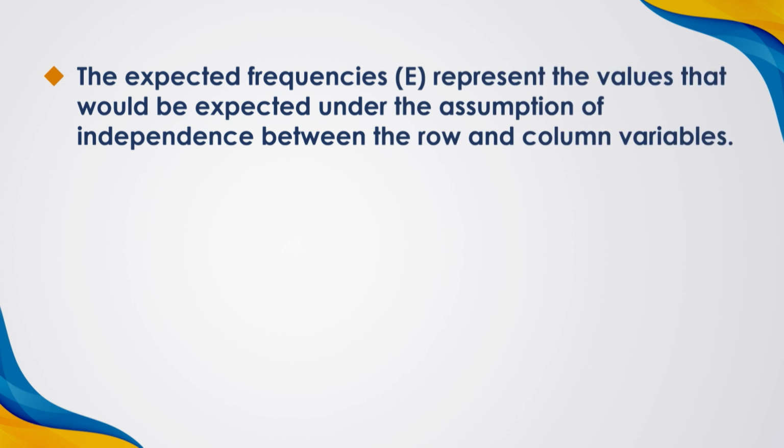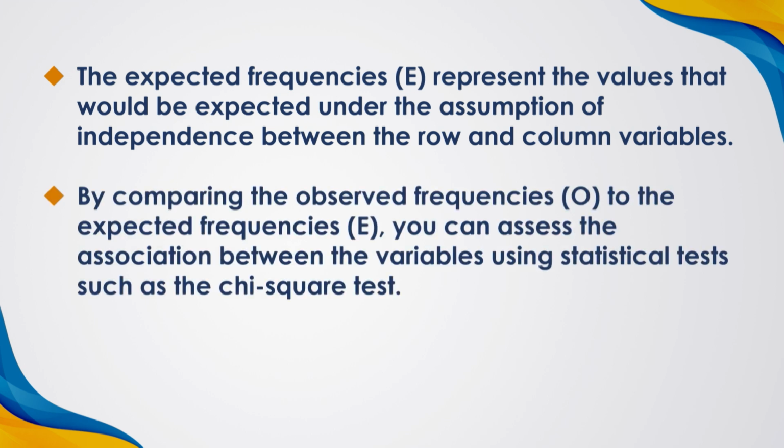The expected frequency E represents the values that would be expected under the assumption of independence between row and column variables. By comparing the observed frequencies O to the expected frequencies capital E, you can assess the association between the variables using statistical tests such as the chi-square test.